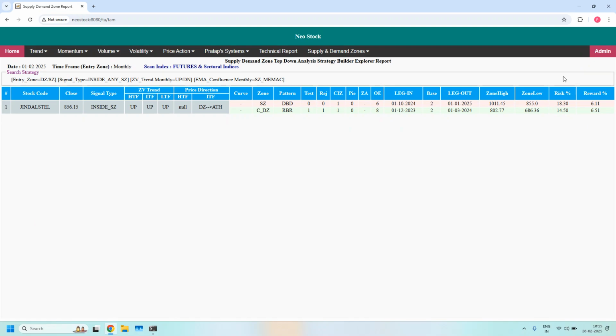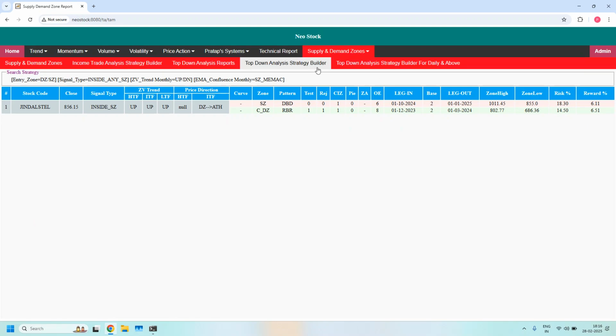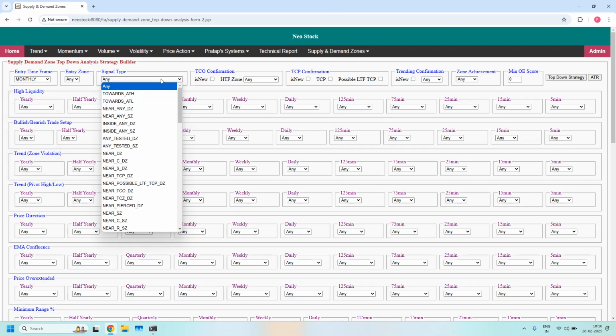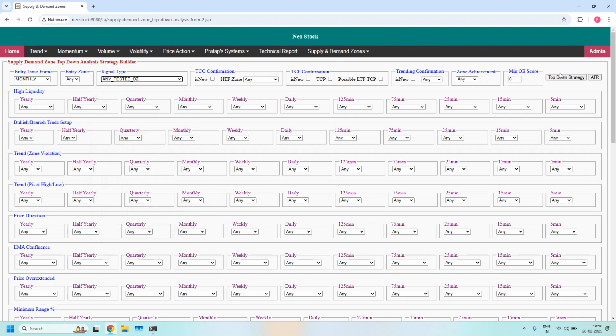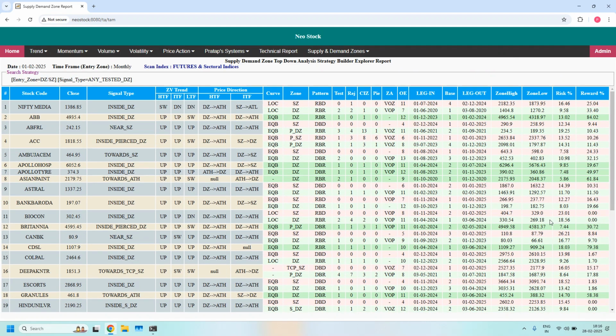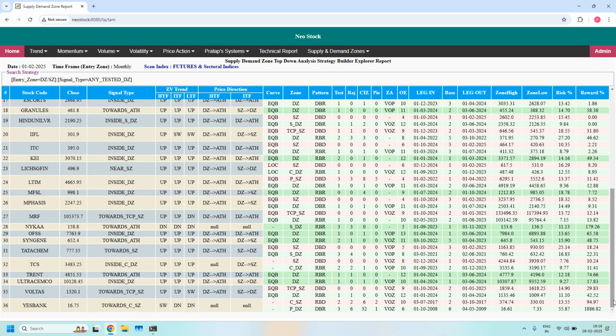And a few more additional reports we will generate for monthly time frame. So monthly time frame, let us find the stocks having monthly demand zones tested during this month. Total 36 stocks having monthly demand zones are tested. So first 19 stocks in the list. Scrolling the list down. So total 36 stocks are filtered.